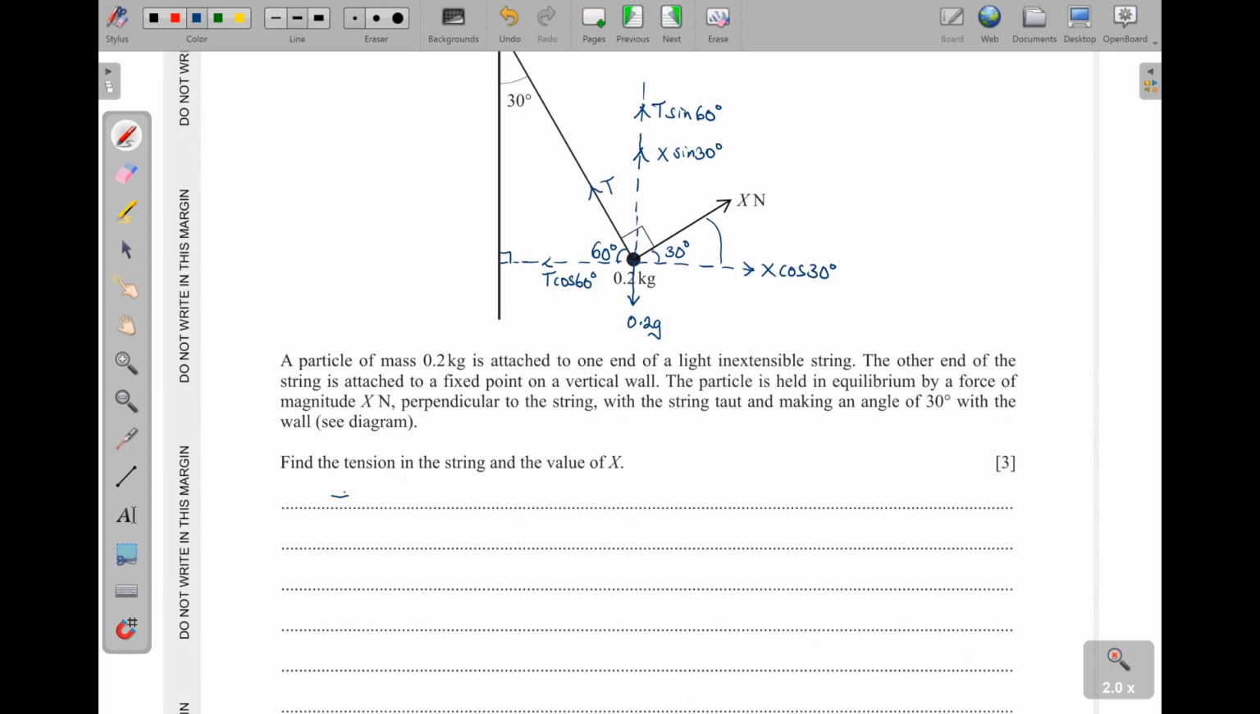So resolving the forces horizontally, if you look at the ones horizontally, we have these ones here. Okay, so we shall have T cos 60. Then this one is equal to X cos 30. And then cos of 60 is a half. So we shall have a half of T is equal to, cos of 30 is root 3 over 2. That means if I multiply all through by 2, then T is equal to root 3 of X. Okay, I can keep that.